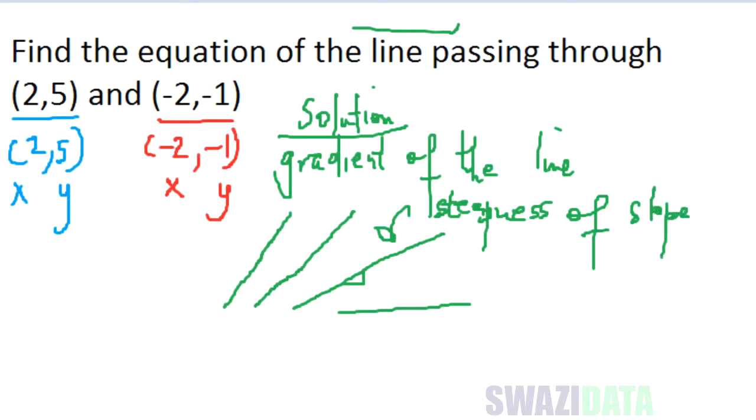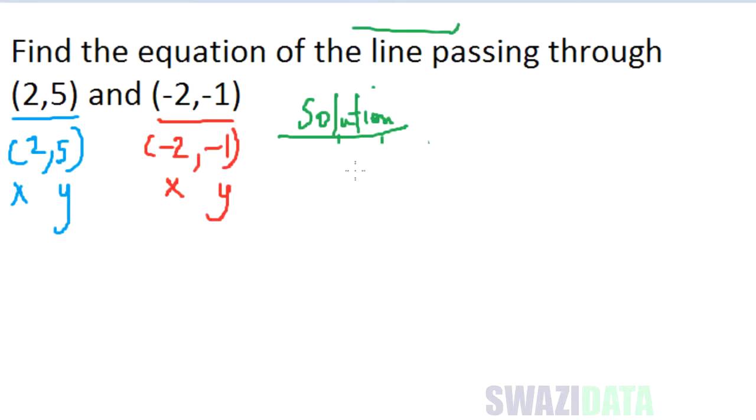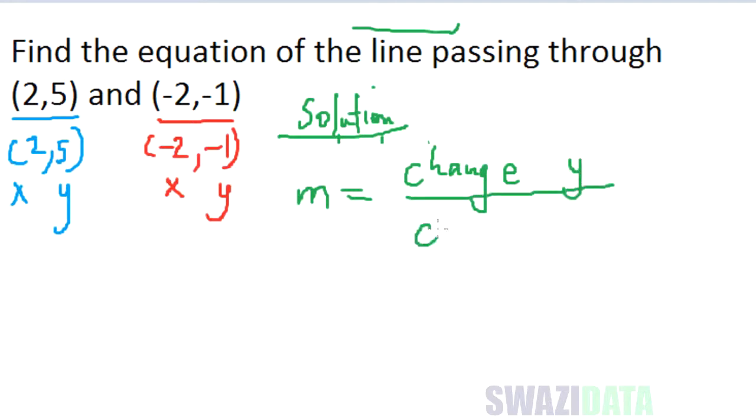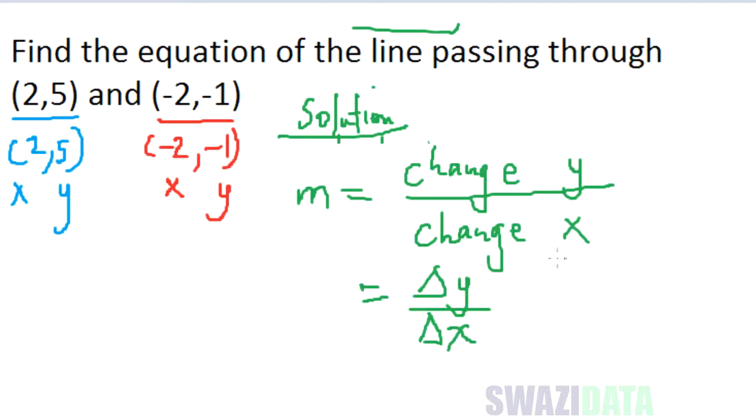Okay. So how do we find that? Finding the gradient: the gradient is equal to the change of y over the change of x. So that's what the gradient or slope is. It's the change of y over the change in x. Change is usually written with a small triangle. It's a change in y versus a change in x. That's our gradient.